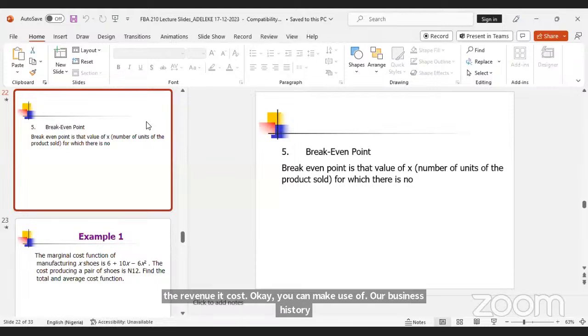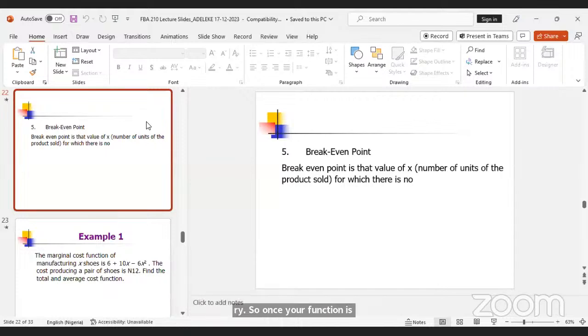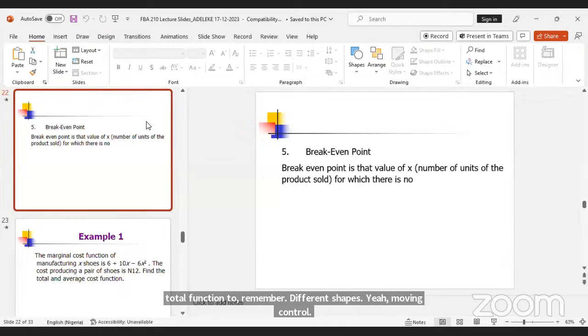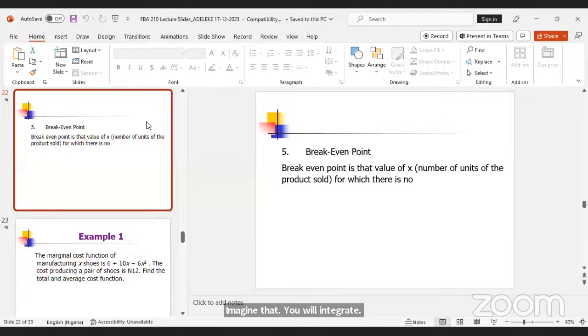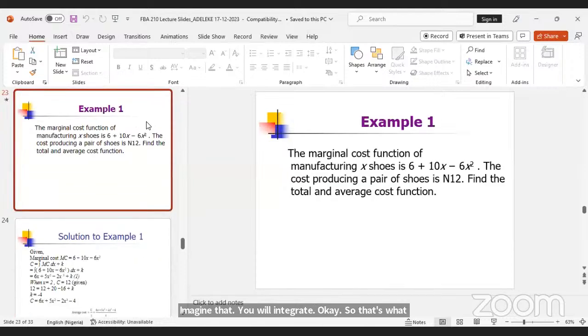So once your function is well defined, to move from your total function to marginal, remember, you differentiate. If you are moving from marginal to total, you will integrate. Okay, so that's what we'll be applying here.